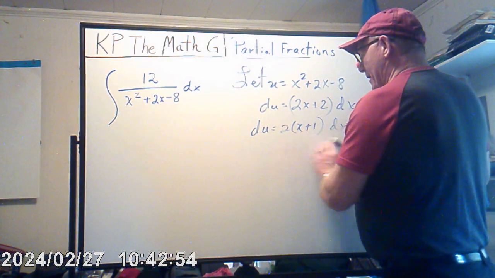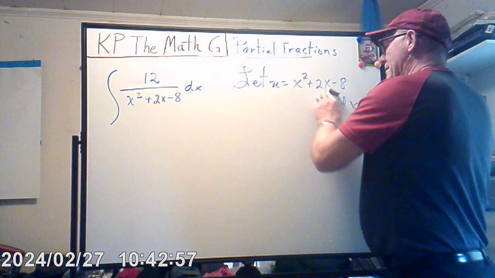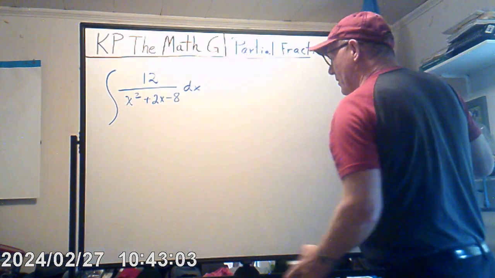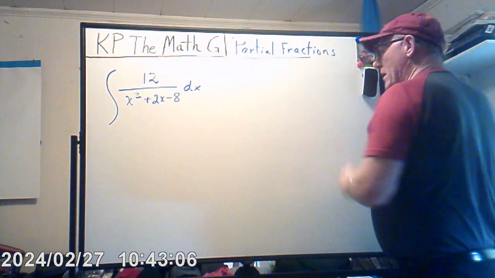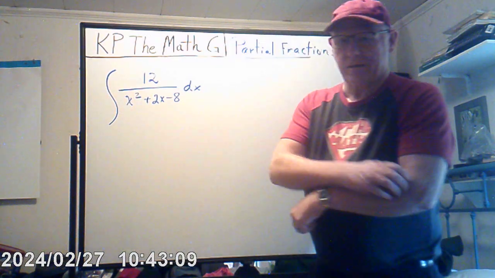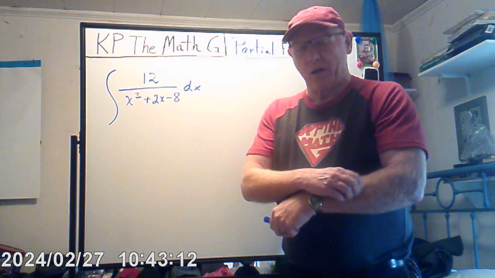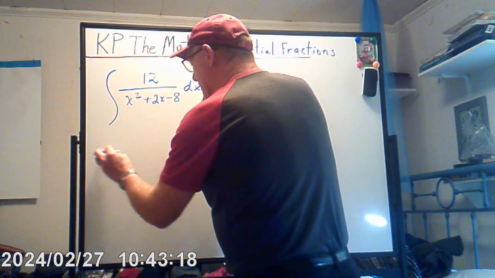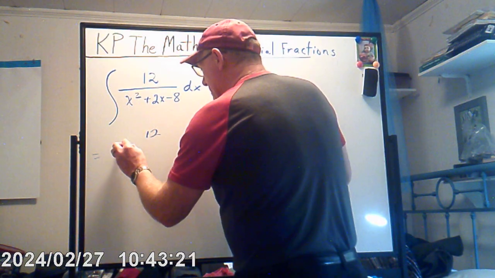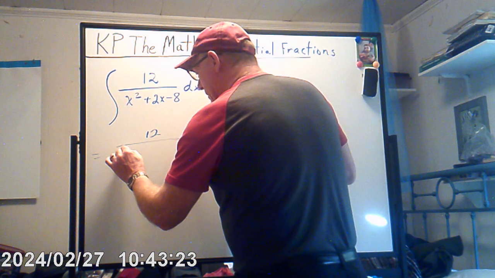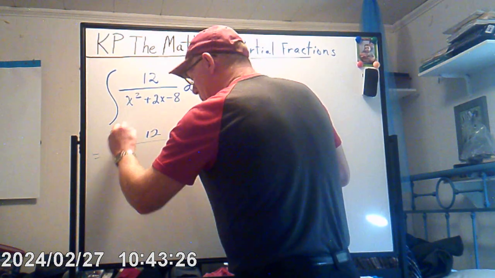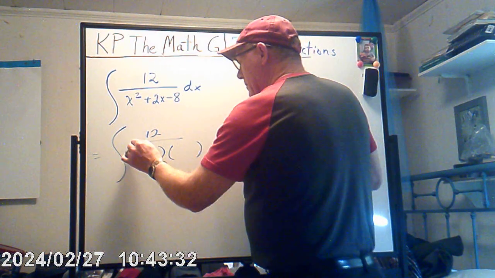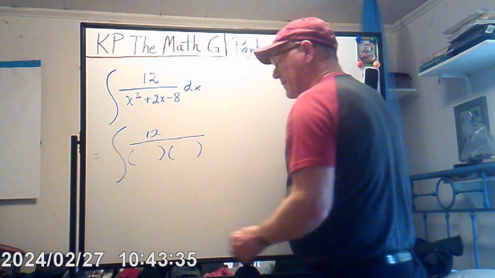Well, we have to come up with another method. It's called partial fractions. If you look carefully at this denominator, we can factor this denominator, can't we? Can we not say that this equals 12 over, well, okay, we're integrating. Now, can't we factor this? We know how to factor.